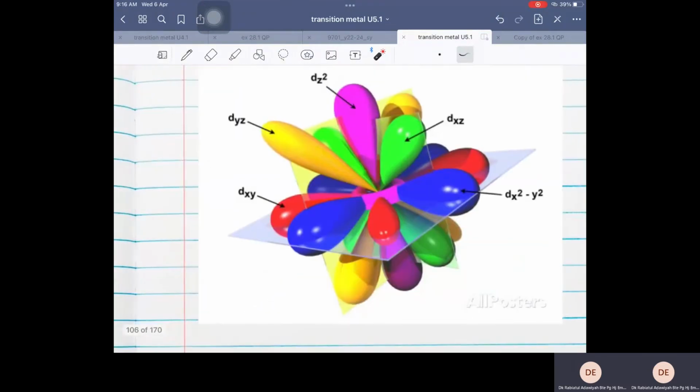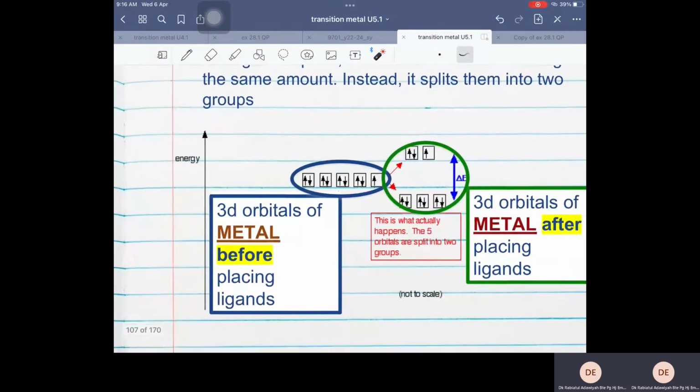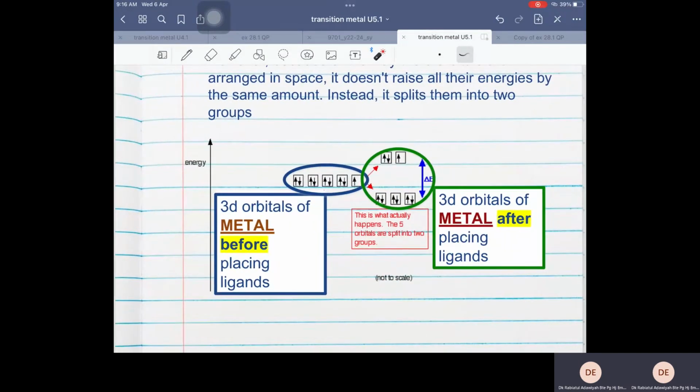I've already shown that to you. This is also mentioned: 3d orbitals before placing any ligands, 3d orbitals after placing ligands, where repulsion happens that causes your d orbitals to split. Initially they're degenerate orbitals, same level, and then with ligands approaching, repulsion happens, and they split into a group of 3 and 2.